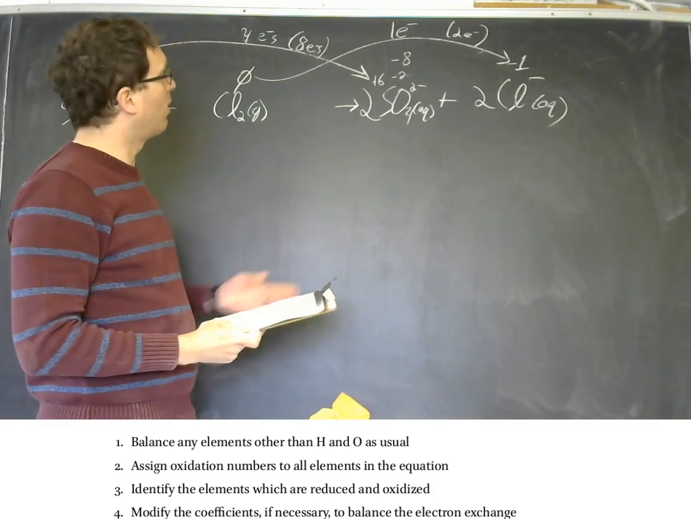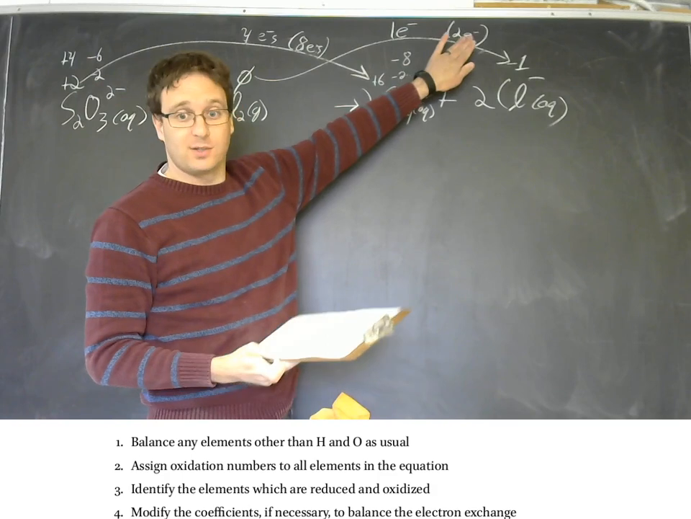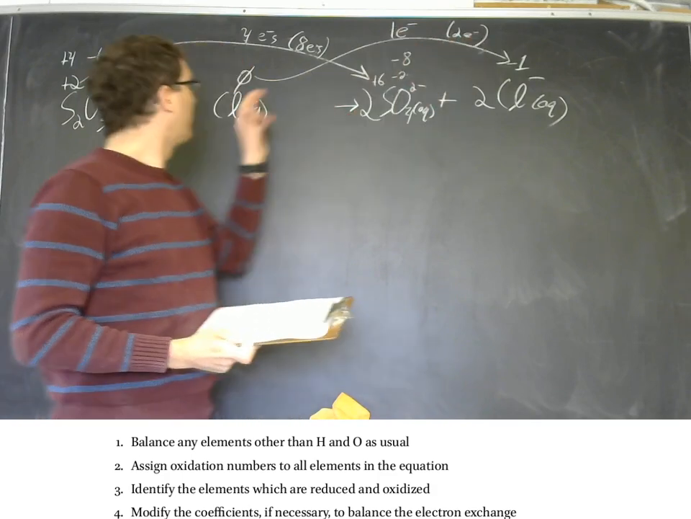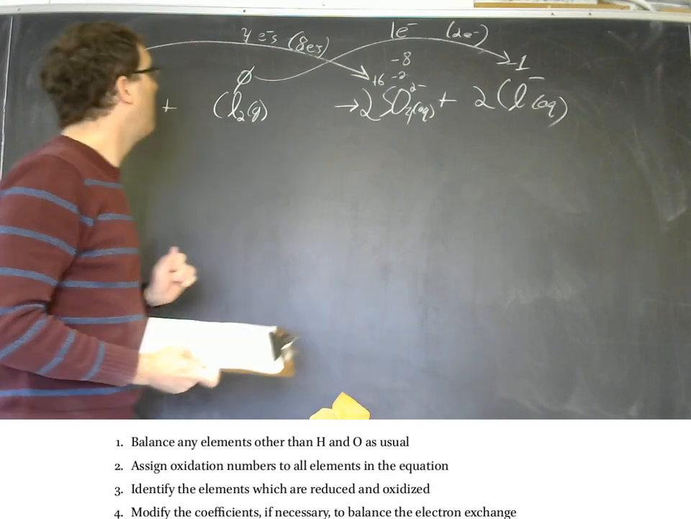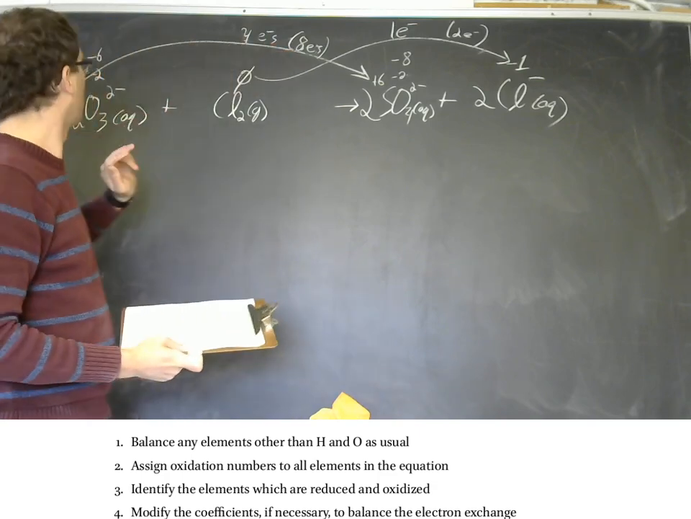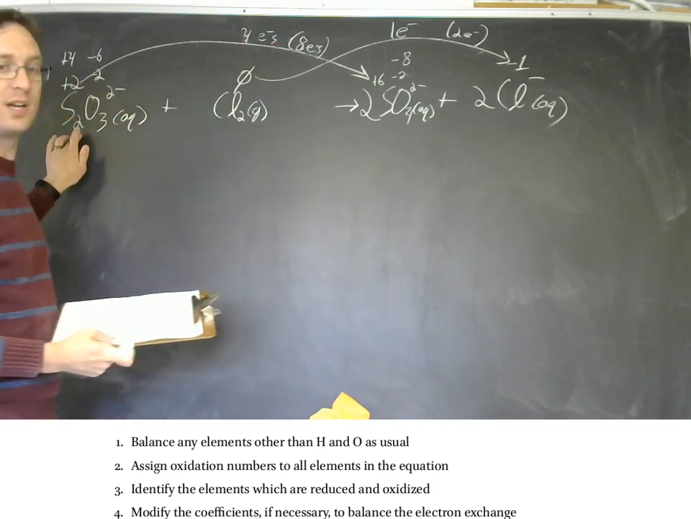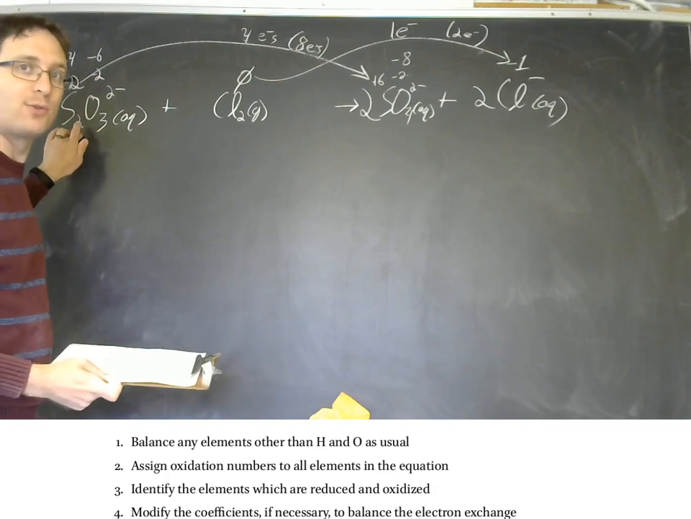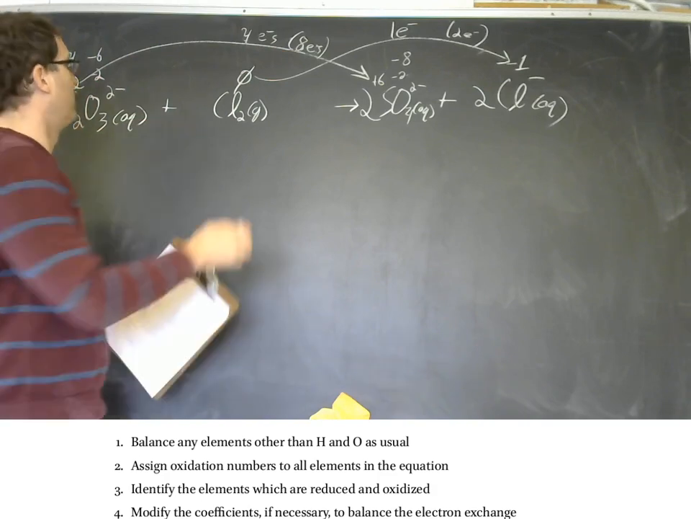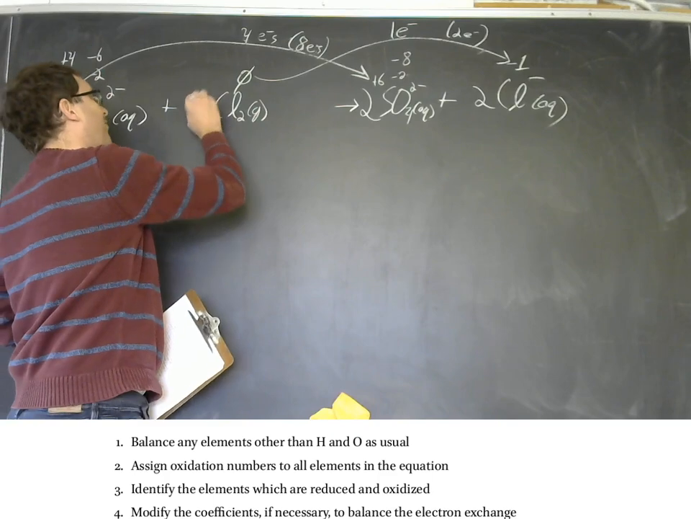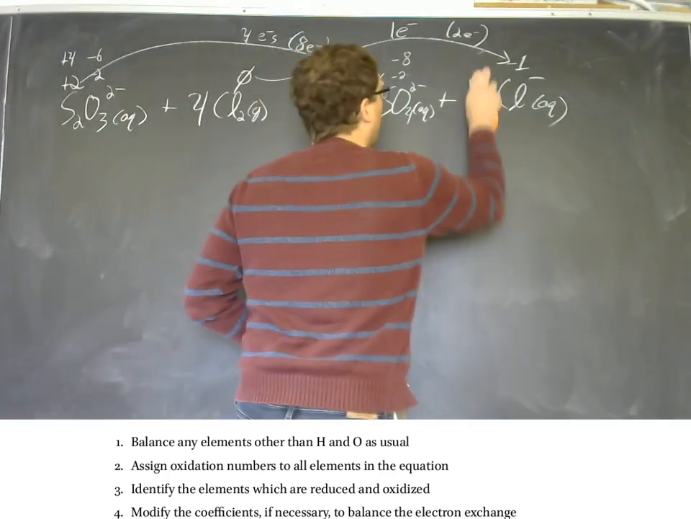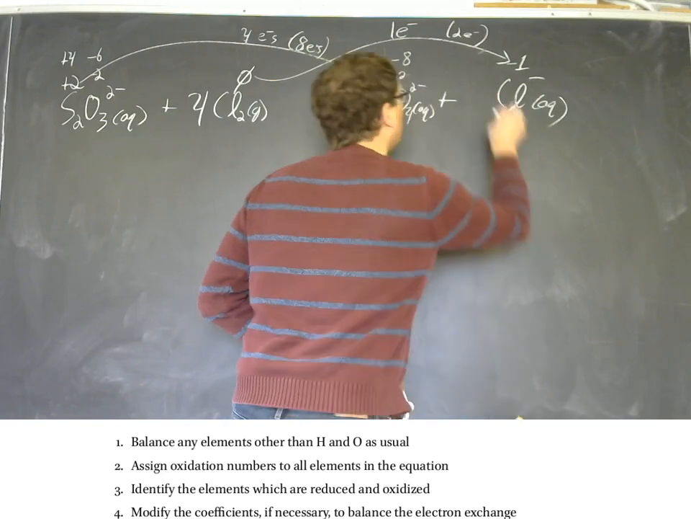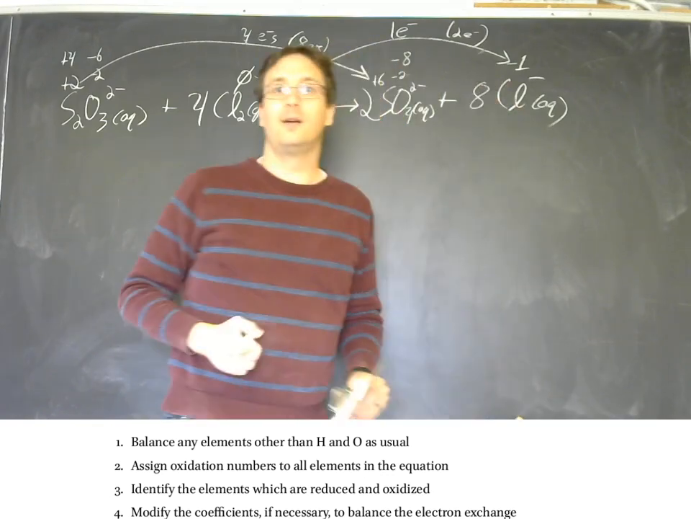And so it's a matter of balancing the 2 electrons gained from the reduction of each Cl2 molecule against the 8 electrons lost through the oxidation of each S2O3 ion. And in order to balance those, we're going to need to have 4 chlorine molecules. And we're going to need then 8 chloride ions.